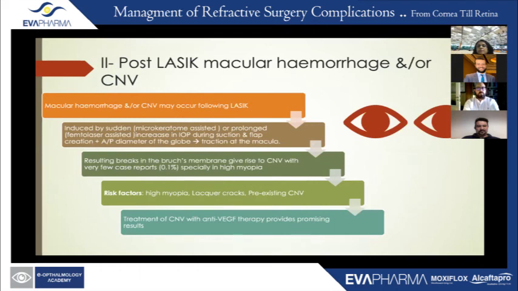The resultant breaks in the Bruch's membrane can also give rise to choroidal neovascular membrane in these patients, and there was a reported incidence of 0.1% in high myopes. The risk factors in high myopia include lacquer cracks and pre-existing choroidal neovascular membrane. The treatment of the choroidal neovascular membrane with anti-VEGF therapy provides promising results.